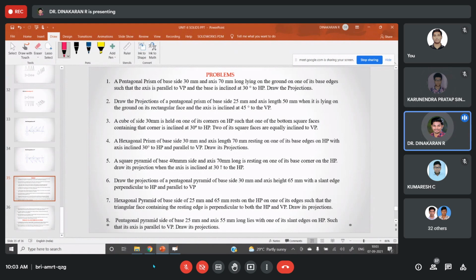Is this 14 the same method or what? For the prism there are varieties of problems. One is where the base is inclined normally, another where the axis is inclined, which I gave as homework, an exam problem, and another the pentagonal problem with a rectangular face resting on HP. Then the cube, with two faces inclined at 30 degrees. Like that there are varieties of problems. For the pyramid, normally one problem, then the slant edge resting perpendicular, then the slant face as an exact triangular face, and finally the slant edge on HP, touching the HP plane.